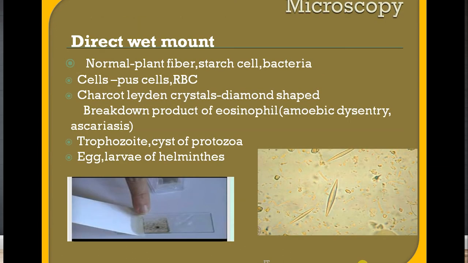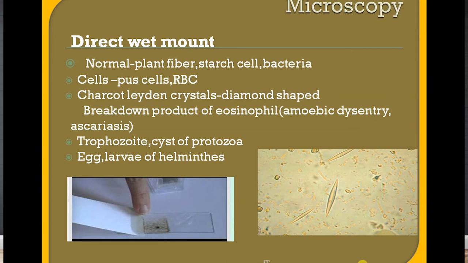So we'll go for the direct wet mount. Here, what are the normal structures we can expect? In the normal direct saline wet mount, we see plant fiber, starch cells, bacteria and pus cells, RBC, Charcot-Leyden crystals. These Charcot-Leyden crystals, or CL crystals, will be diamond shaped and indicate the breakdown product of eosinophils, which usually happens in parasitic infections like amoebic dysentery or ascariasis.